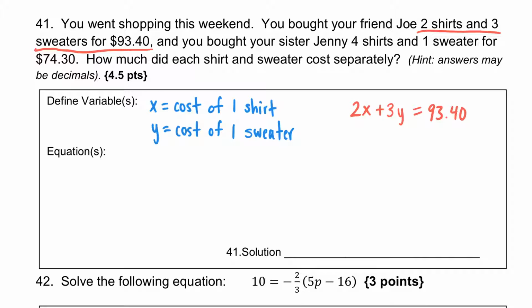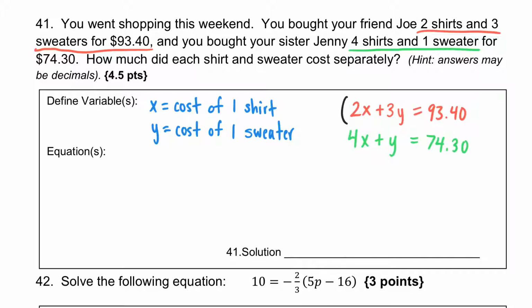Jenny was 4 shirts and 1 sweater. So 4 shirts would be 4x, 1 sweater would be 1y, and all together that was $74.30. Okay, so now we have a system of equations here. We have one equation, another equation. Now we just need to solve for x and y. It's up to you how you do this. You can graph, you can do substitution, you can do elimination. Personally, I would probably just do elimination here.